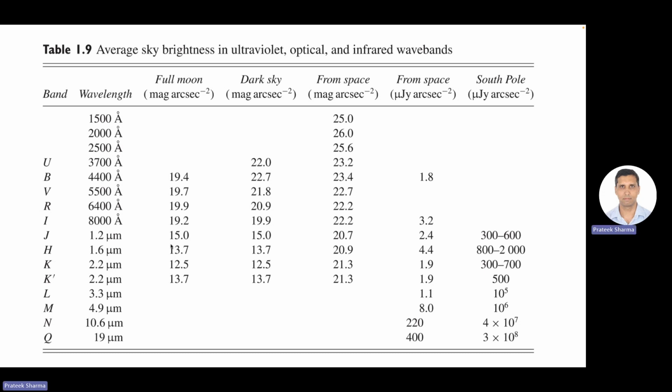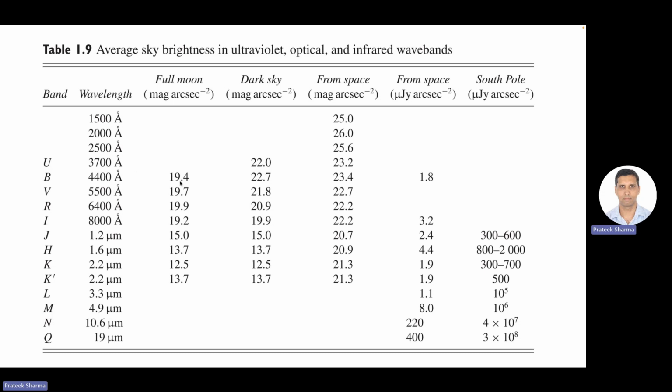Okay, so here is actually a table from the textbook, and these are the bands. So U, B, V, R, I. So this is close to ultraviolet, blue, visible, red. This is infrared, J, H, K, L, M. These bands. And these are the central wavelengths of these bands. This is if you have a full moon night. So this is the sky brightness. The atmosphere itself will have this big of brightness.